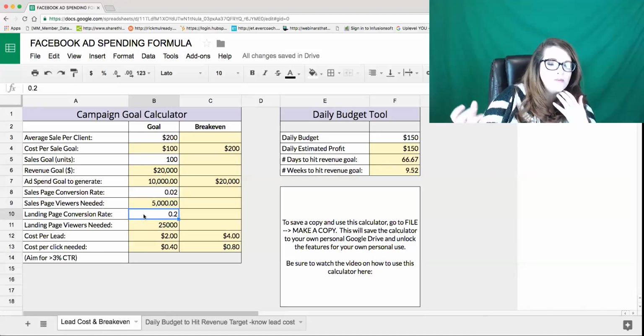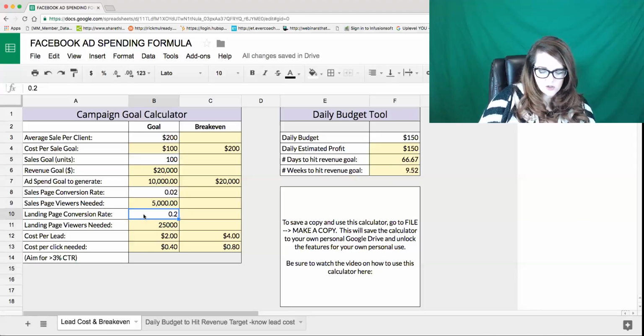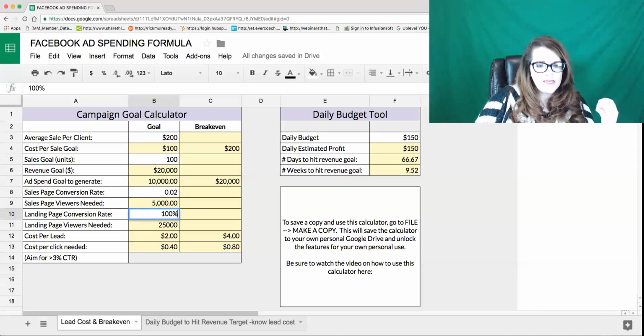However, if you're bringing them directly into a sales page, then you can just skip this step by popping in 100%, by saying 100% of the people on the landing page opt in, they go directly to the sales page. Right? However, for most of you who have some sort of opt-in before they get to the sale, you're going to pop in something here that is equivalent to your landing page conversion rate.